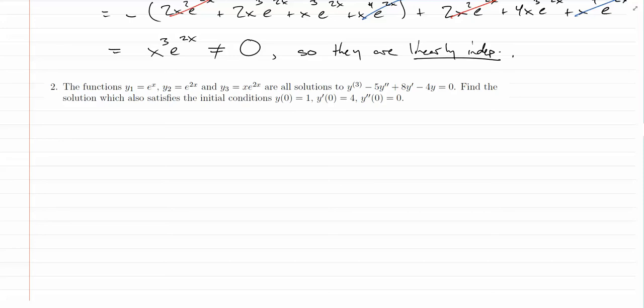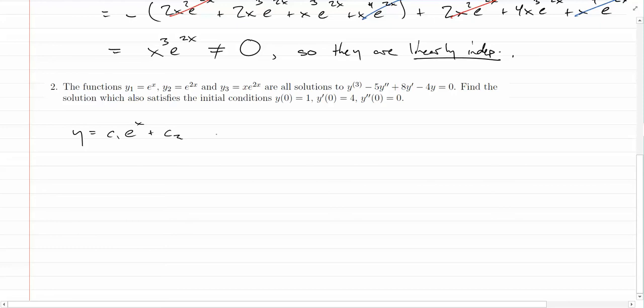Okay, so here we're given three functions that are solutions to a third order differential equation. We could verify that if we wanted to. It's also true that these are all linearly independent. We're not going to prove that either here. What we are going to do is form the general solution, which is a linear combination of those three, and find constants so that that solution satisfies these three initial conditions.